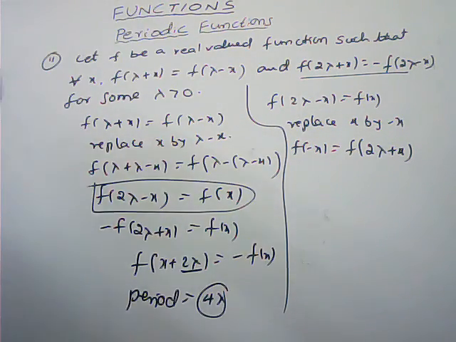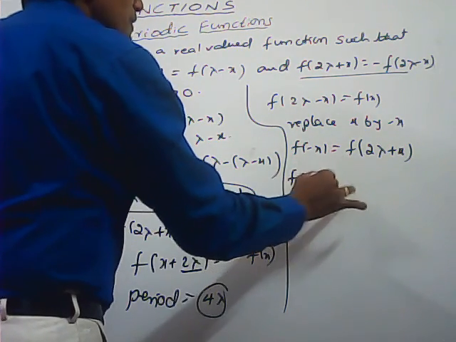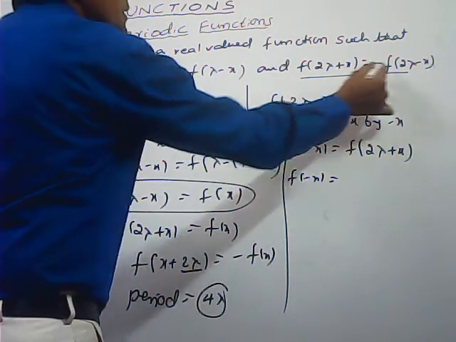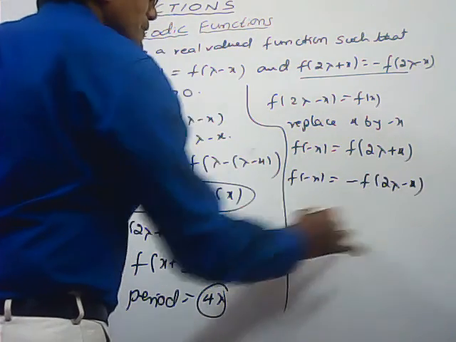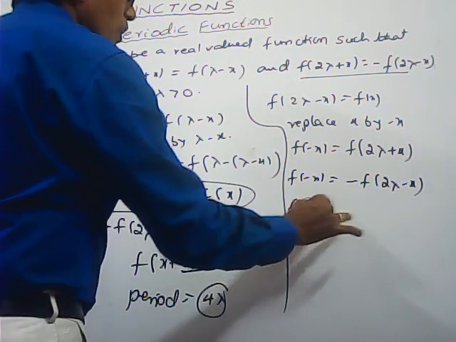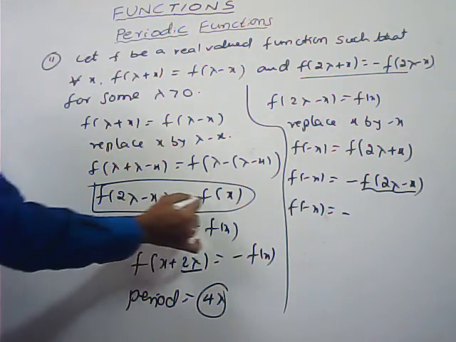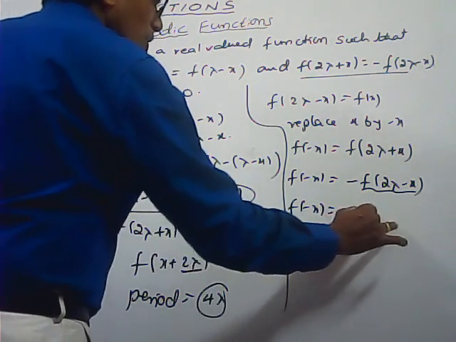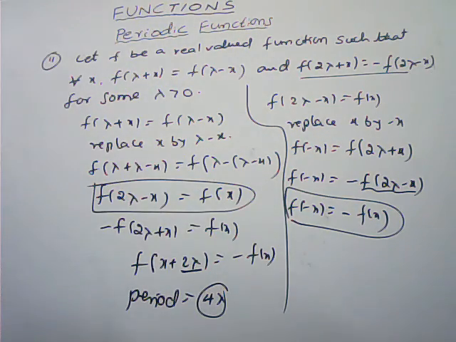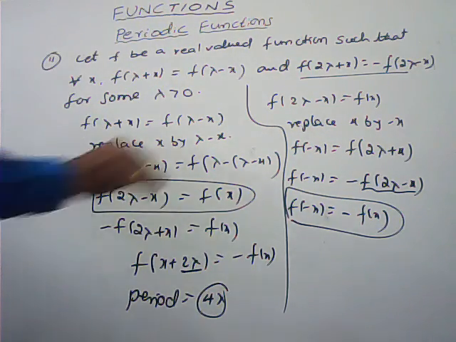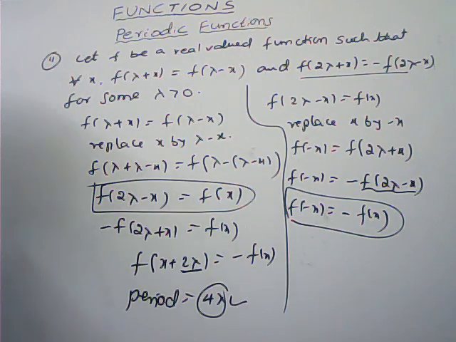Now here you can see f of minus x is equal to f of 2 lambda plus x, and what is given is that f of 2 lambda plus x is equal to minus f of 2 lambda minus x. And what about f of 2 lambda minus x? That is f of x only. So here what we got: f of minus x is equal to minus f of x. So the given function is odd and the period of the function is 4 lambda. Thank you.